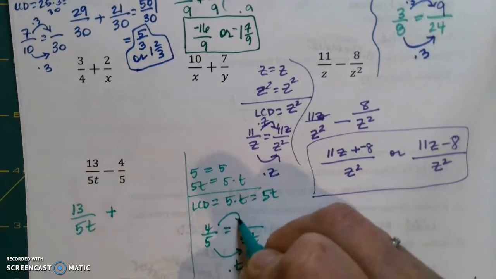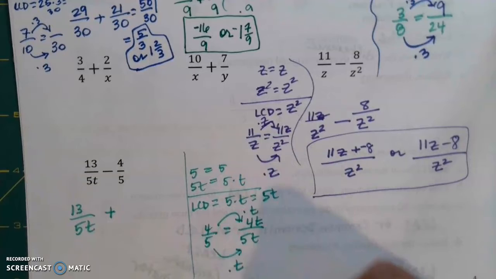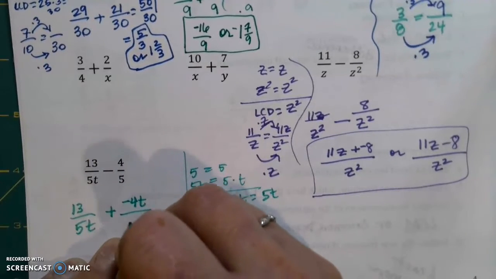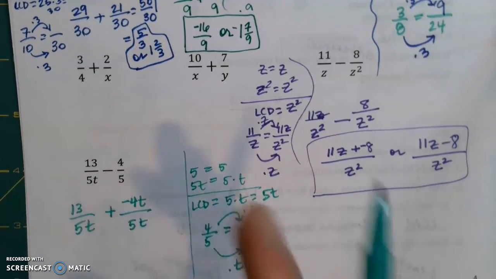So multiply by t, multiply by t. So this would have 4t over 5t. And it was negative because it was subtracted. So I'm going to change that there. And then now that I have a common denominator, I've done all the hard stuff.